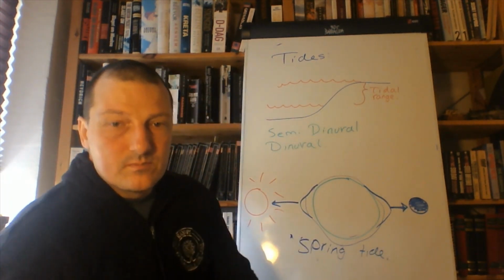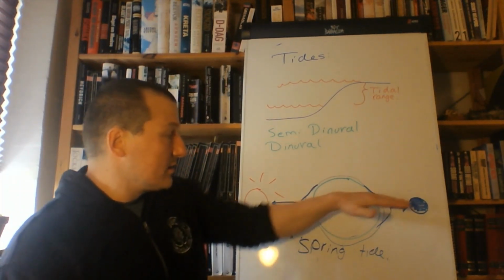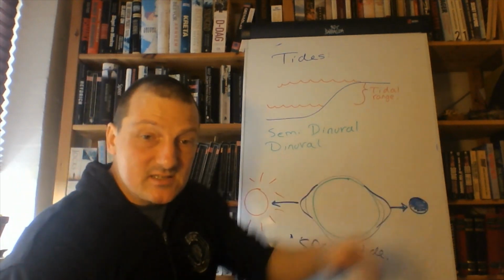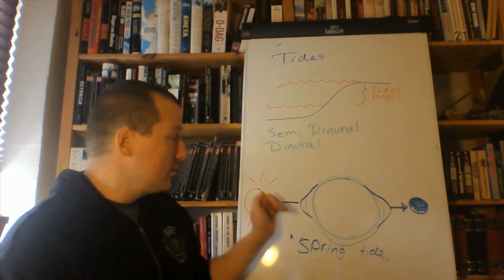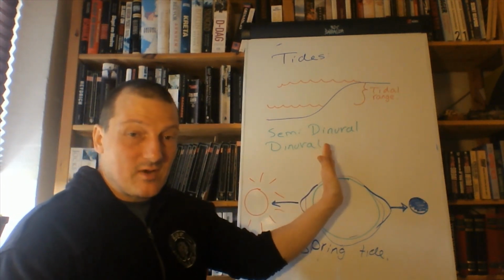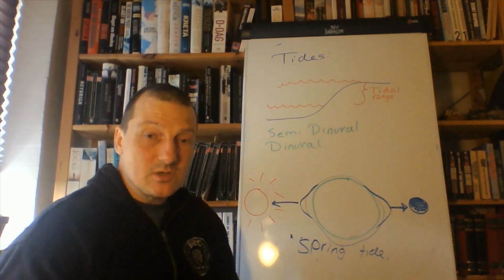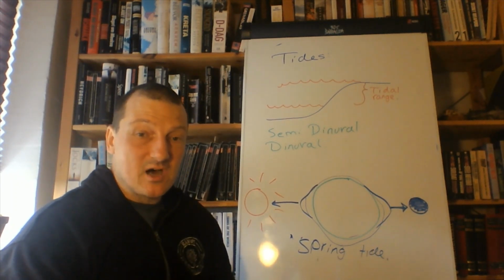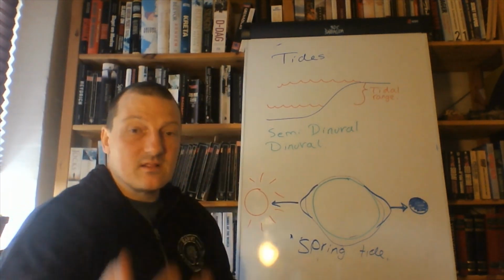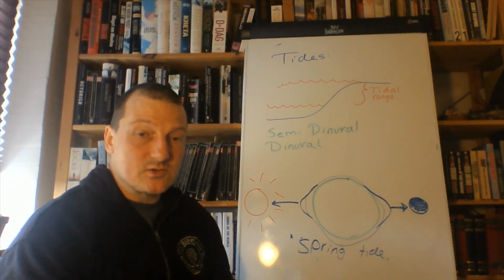So, the important thing here is that when the Moon and the Sun are on the same axis, we will have the spring tide, the highest tide. When the Moon and the Sun are on a different axis, we'll have the neap tide, the lowest tide. The gravitational pull of the Sun and the Moon is what gives us our tides, and the fact that the Earth revolves is what gives us changing tides during the day.